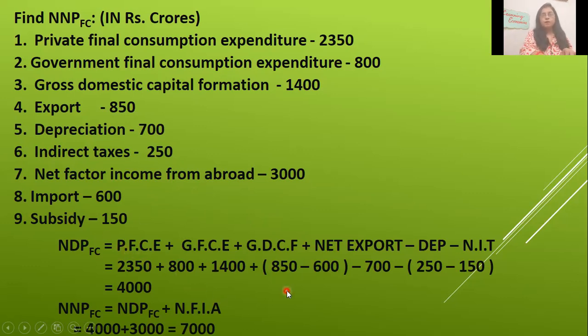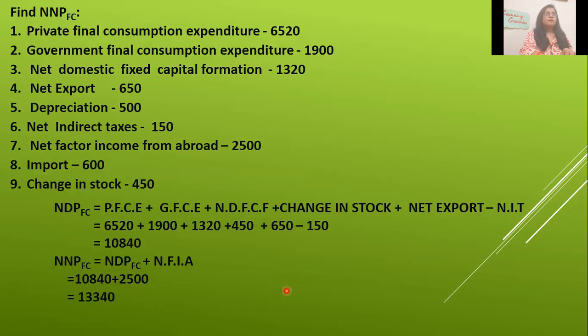We'll do one more numerical. See, this is one more numerical. Here it is given private final consumption expenditure 6,520, government final consumption expenditure 1,900, net domestic fixed capital formation. See, now you can refer to the precautions section. Net is given in place of gross. It is not written gross, it is written net. And here fixed is also there. So both precautions you have to follow.